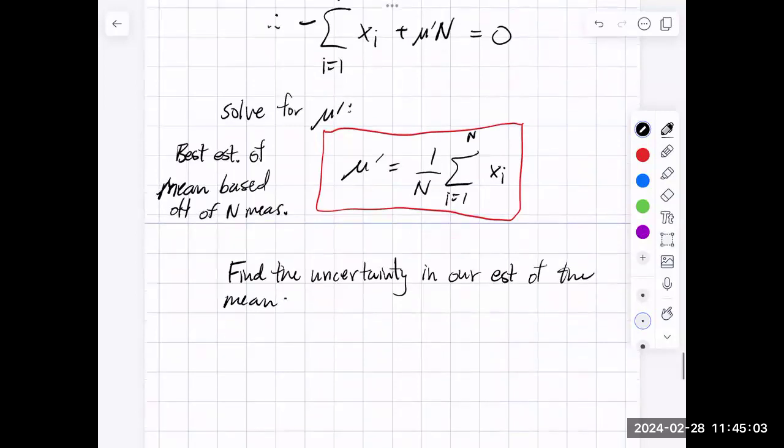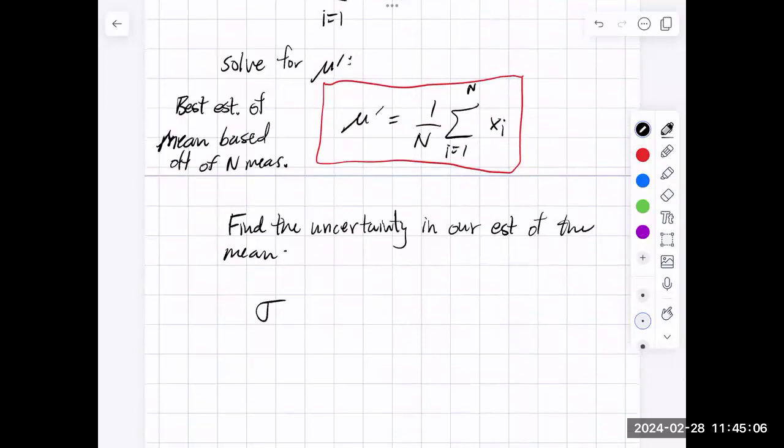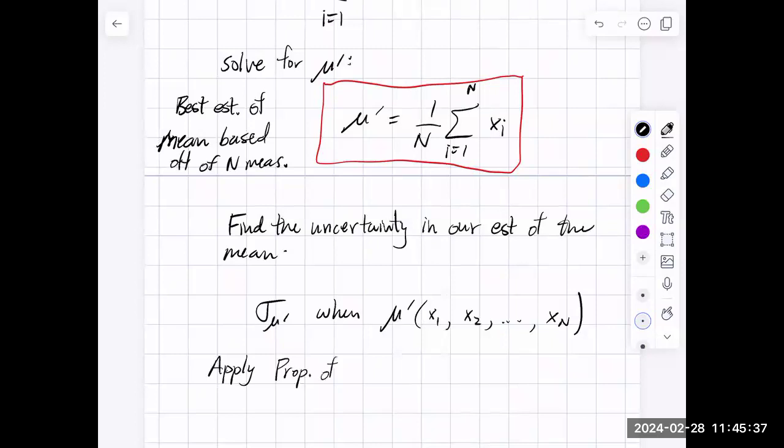Okay, so what we need to do is find the uncertainty in mu prime, when mu prime is a function of all of the individual measurements, right? It's a function of the x1 measurement, of the x2 measurement, and so on, up to xn. All right, well, we know how to do that. We're going to apply propagation of errors.